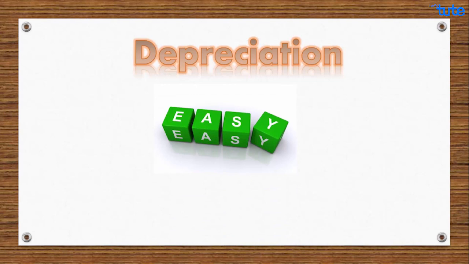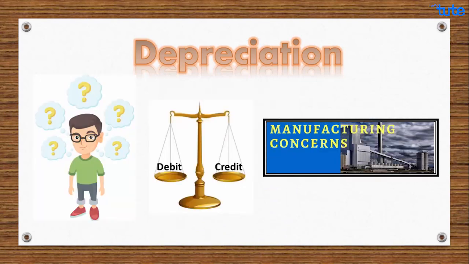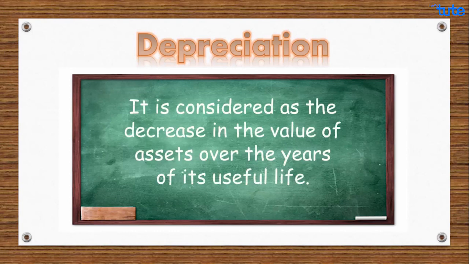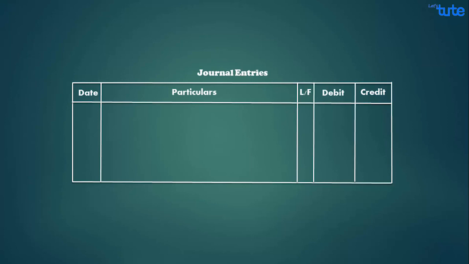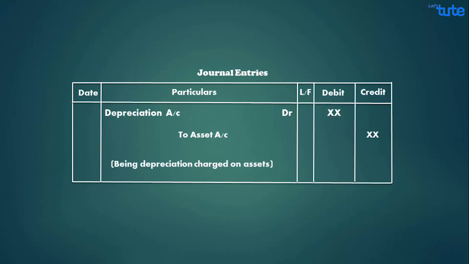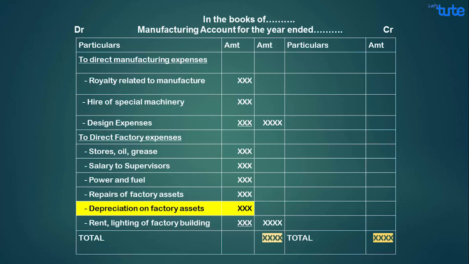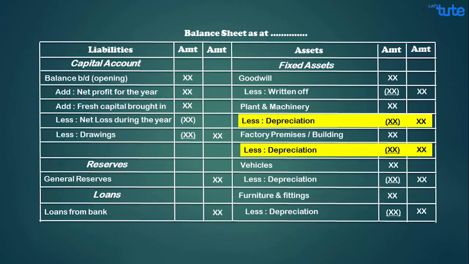This sounds easy, right? But do you know the effects of it in a manufacturing account? Come, let's have a look at the effects then. Depreciation is considered as a decrease in value of assets over the years of its useful life. As we all know, the entry for the same is depreciation account debit to asset account. Now here, the most important point to be noted is that if depreciation given in adjustments is related to factory assets, then one effect will go to debit side of manufacturing account under direct factory expenses and second will be deduct from assets in balance sheet.